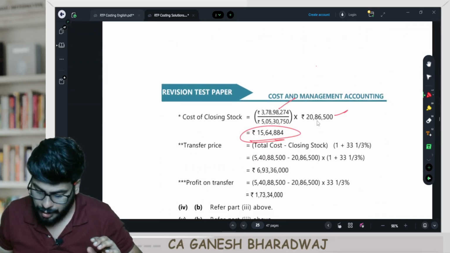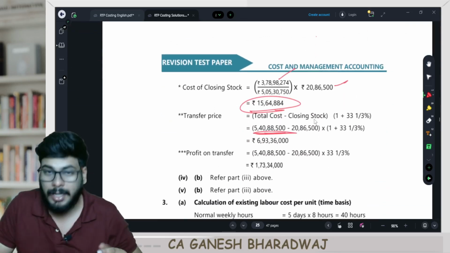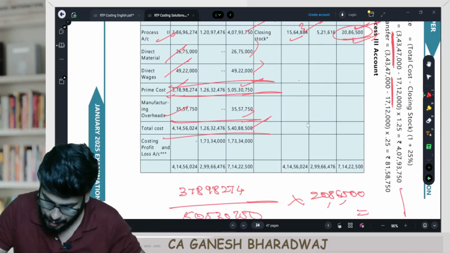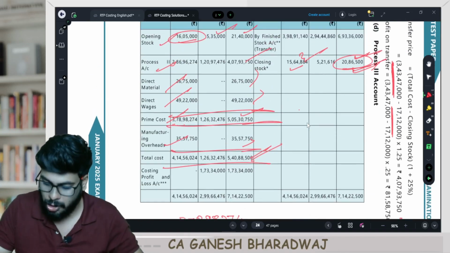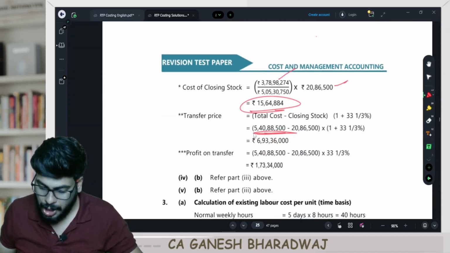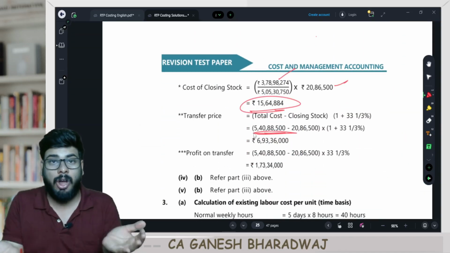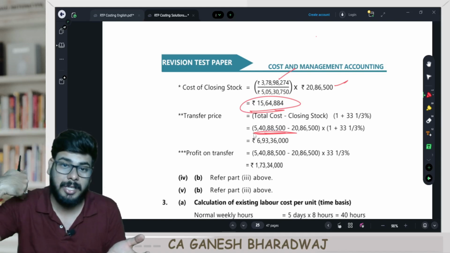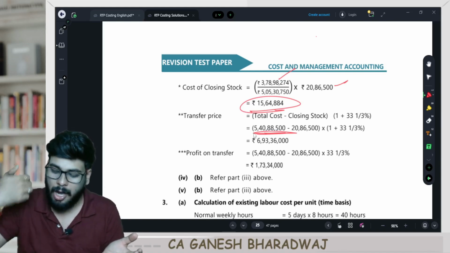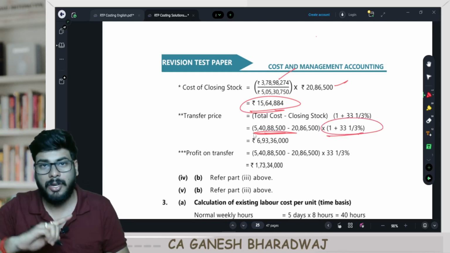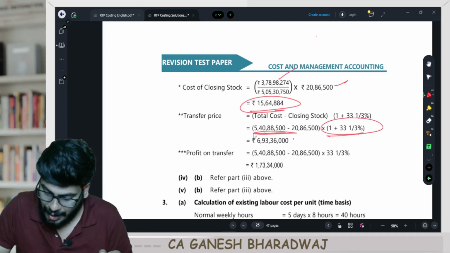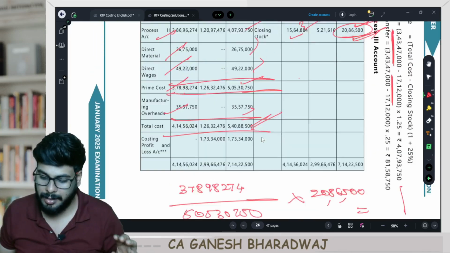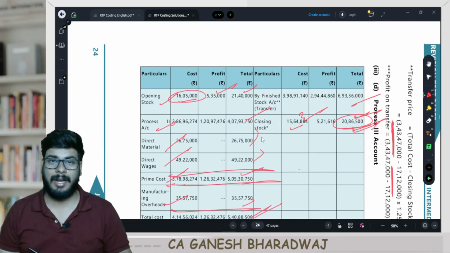So here what you will do, transfer price: the total cost of process 3, which is 540,88,500, this figure is given here, minus the closing stock of 20,86,500. If you do that, that is ideally the cost of the units transferred to the next process. This is going to be the cost from the perspective of process 3. On that, you load this profit of 33 1/3 percent, you arrive at the transfer price value of 6 crore 93 lakhs and 36,000, right? This is how you arrive at this figure.